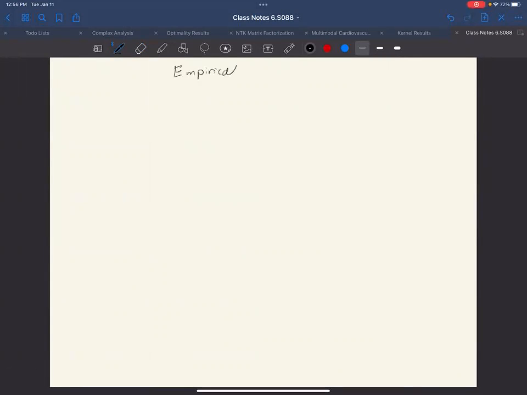So I'm going to call this now the empirical connection. I guess there's no demonstration other than me drawing here, so let's do that. There is a nice demonstration of kernels in general in the lecture notes, but let's just go over how to code this.